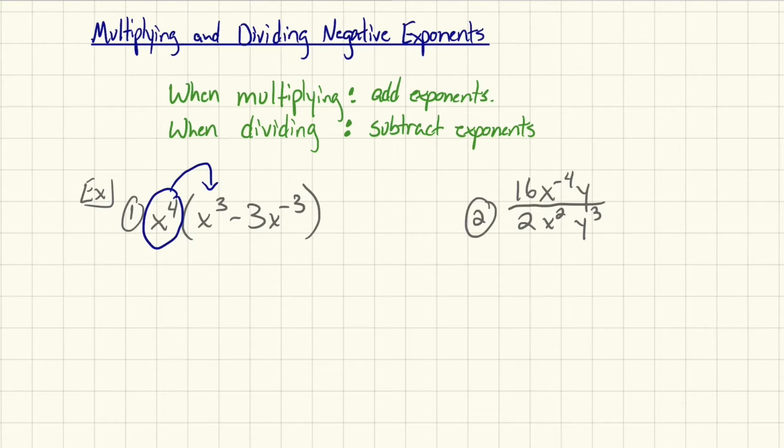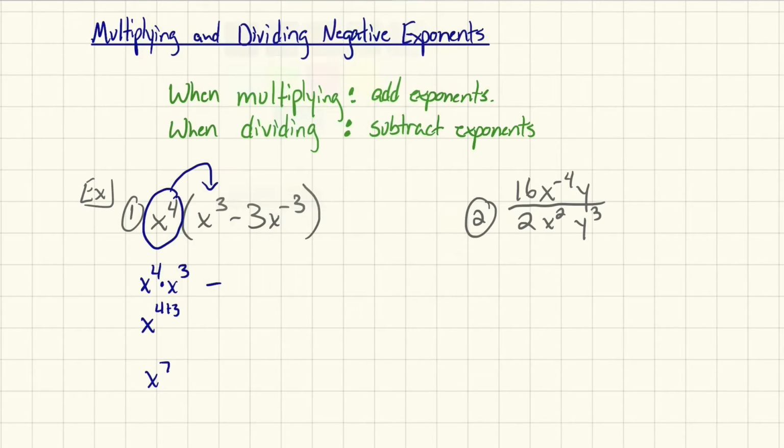So by following our rule, anytime we multiply these things, x to the fourth times x to the third, we end up keeping the variable and adding the exponents together, and that's going to give us x to the seventh.